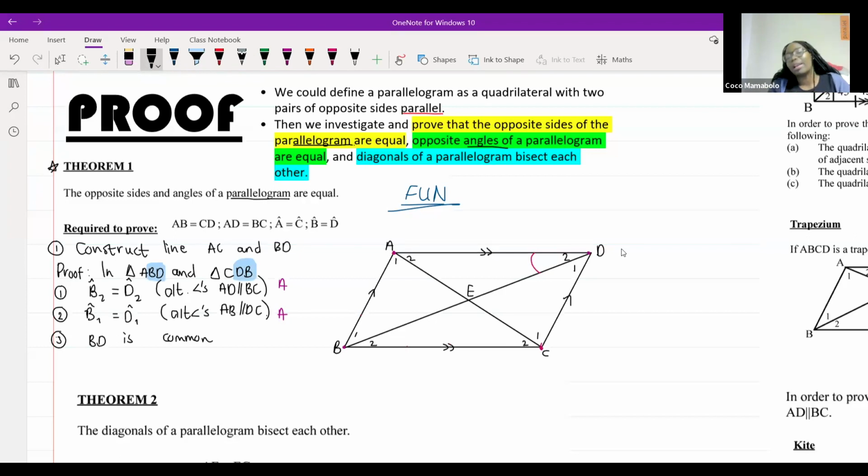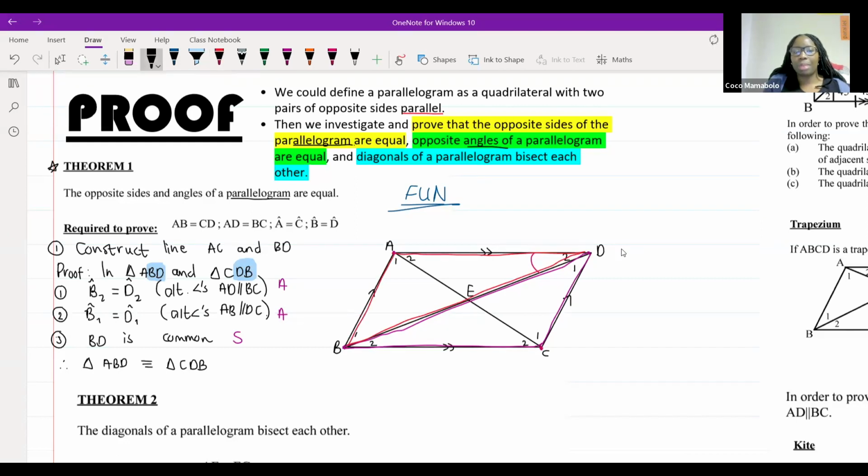BD is common. And we don't actually need a reason for that one, but you know that it's a side. Now that we've done that, we can say, therefore, triangle ABD is congruent to triangle CDB. And the lovely thing about that is that if these two triangles are exactly the same, then they are identical.